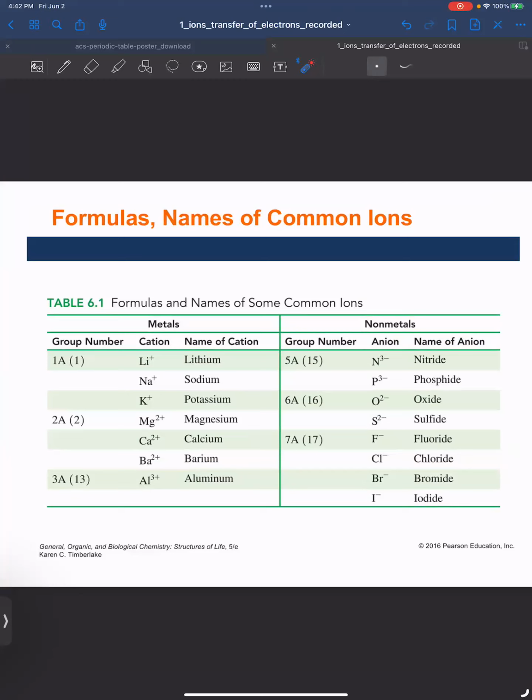So here is a table of the formulas and names of some of the common ions. You can see the group 1 is lithium and sodium and potassium, all +1. Group 2, magnesium, calcium, and barium, all +2. Group 3, aluminum, 3+. Group 15, nitrogen, 3-, phosphorus, 3-. Group 16, oxygen has a 2-, sulfur has a 2-, and then group 17, they all have a -1 charge.